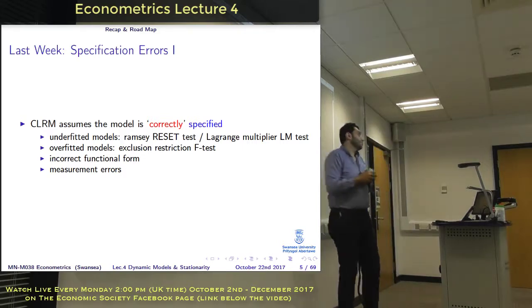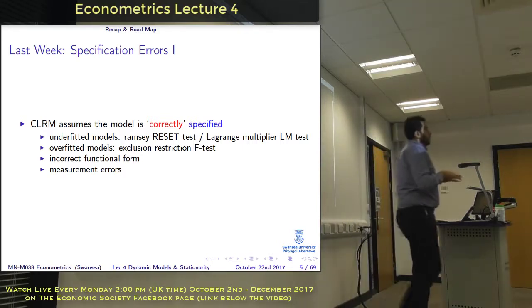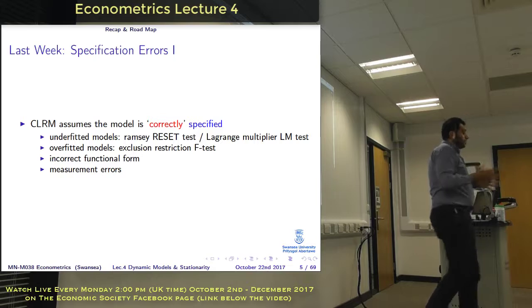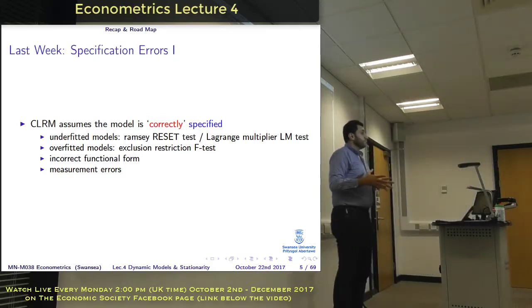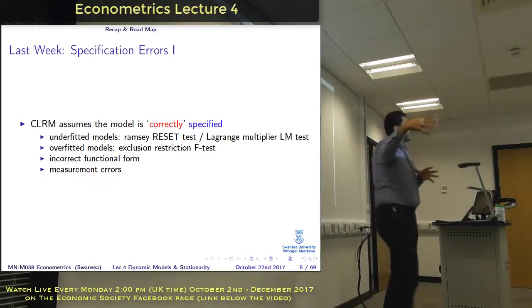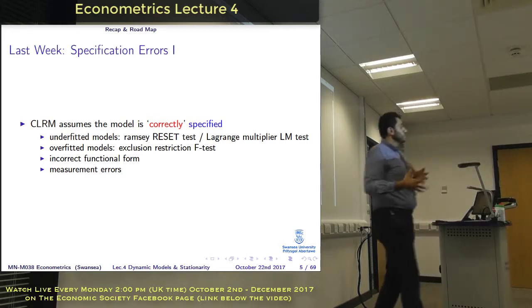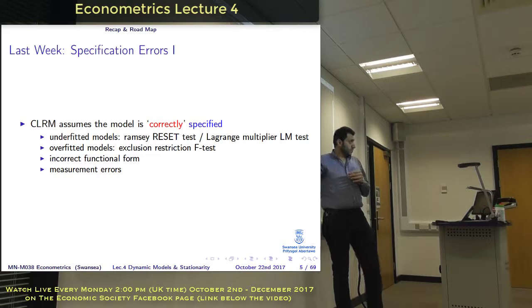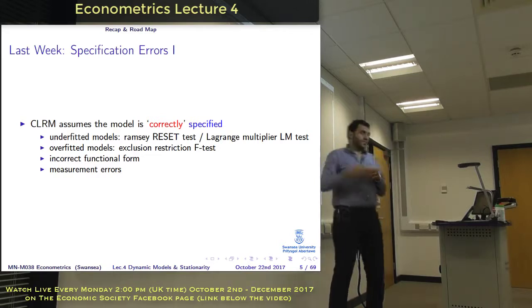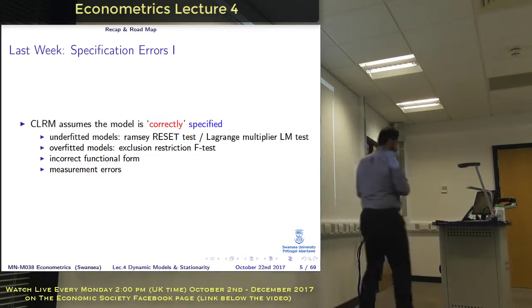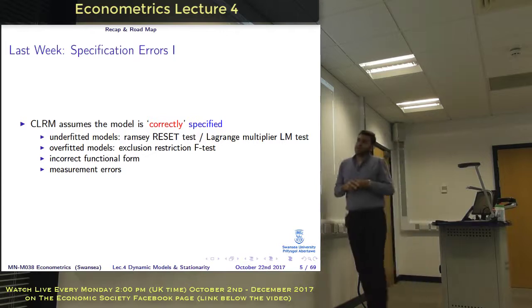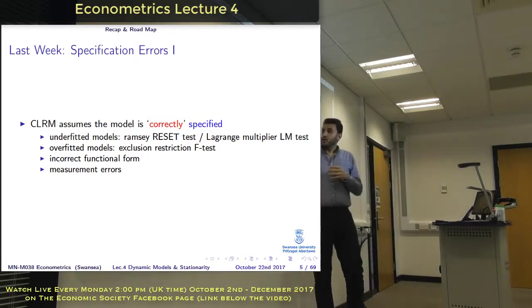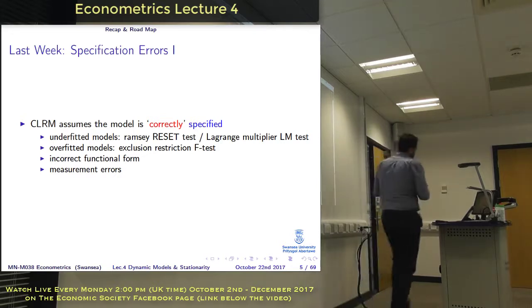The other case is overfitted models, when you have irrelevant variables that are not important in explaining the y variable, or the dependent variable, and you include these in the model, and we explained how to detect this. You can use the exclusion restriction F test, the one that we did in the first lecture. The other two cases we looked at are the incorrect functional form and the measurement errors.